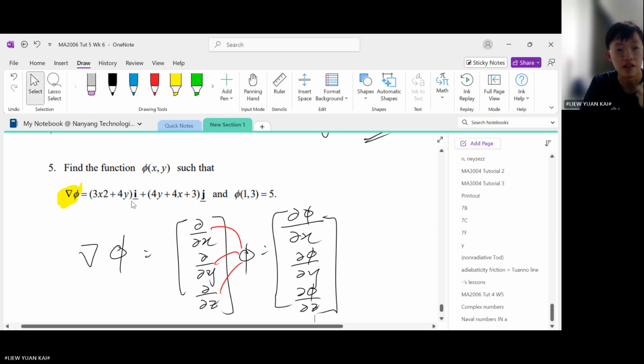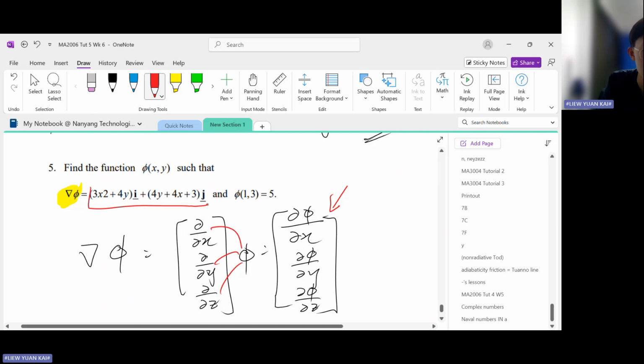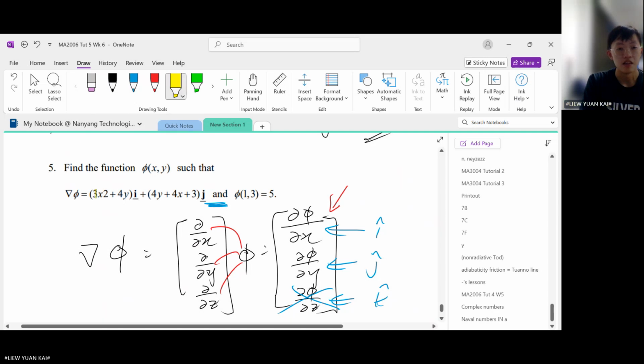Okay, now that we found Nabla of phi, they told us that Nabla of phi is equal to this. So what this means is now we need to equate each component. Remember, this is the i component, j component, k component. There's no k component in this question, so we don't need to care about this. So this i component is equal to this i component. This j component will be equal to this j component. So let us first consider the i components.